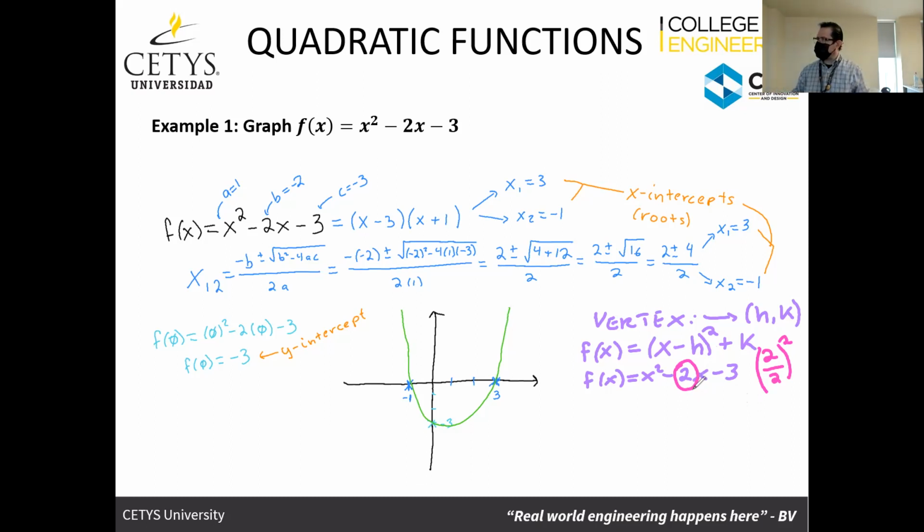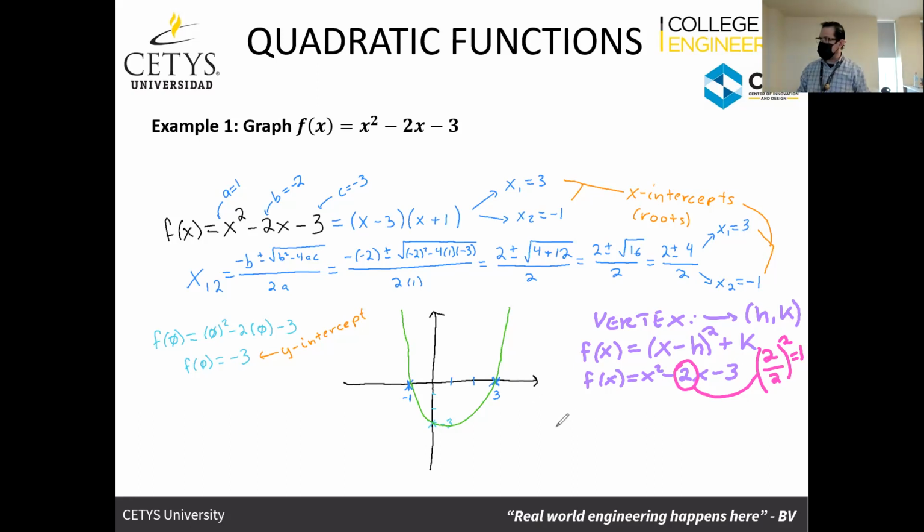If I grab the 2 divided by 2 and elevate it to the square, what do I get? A 1. Okay. Now the next step is that number that I obtained, I'm going to add it and subtract it to the function. Now by adding and subtracting, it means I'm doing nothing to the function. I'm not affecting it.